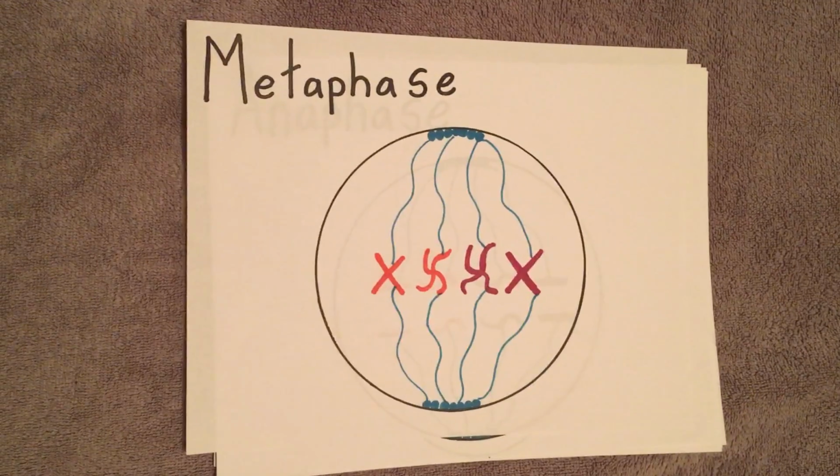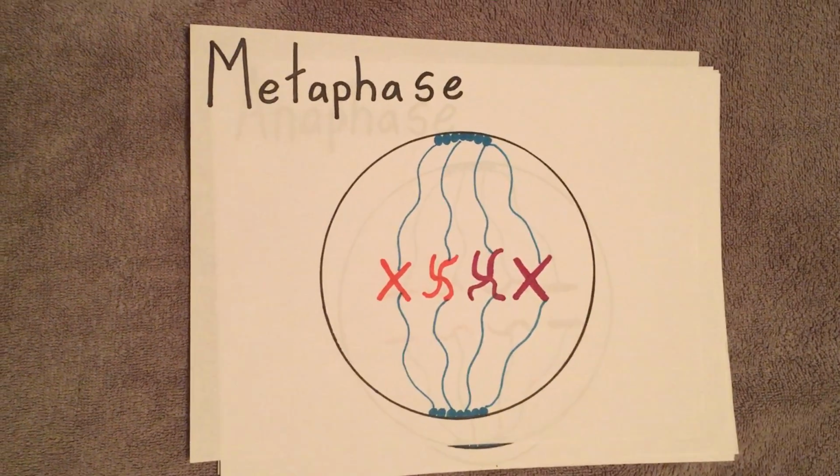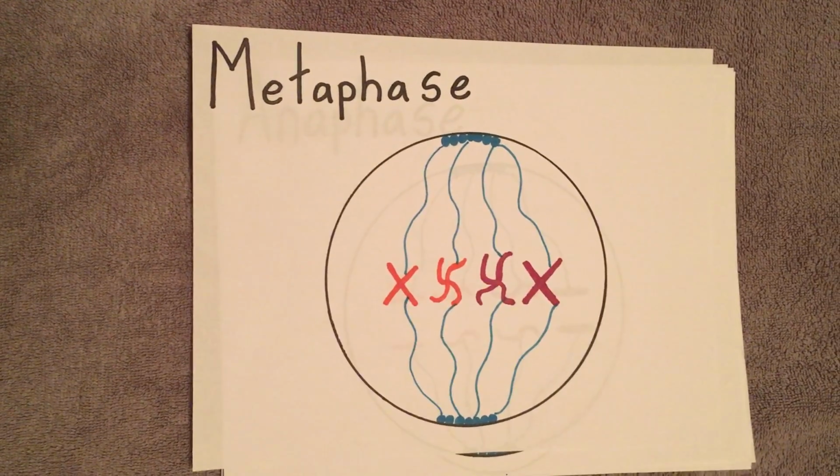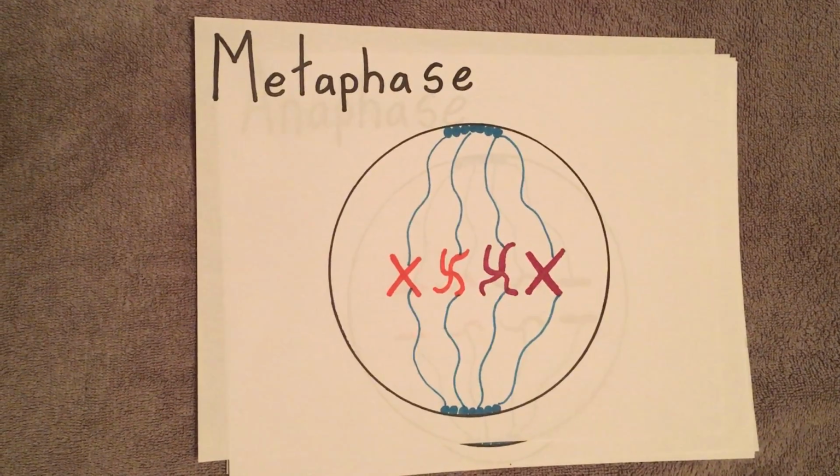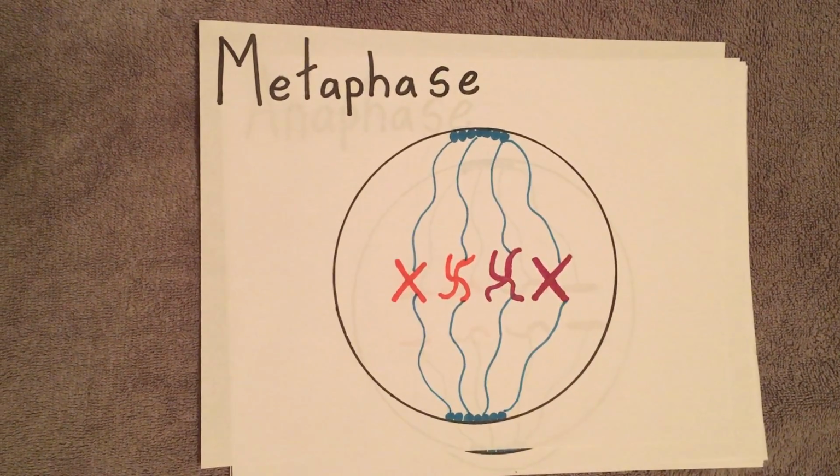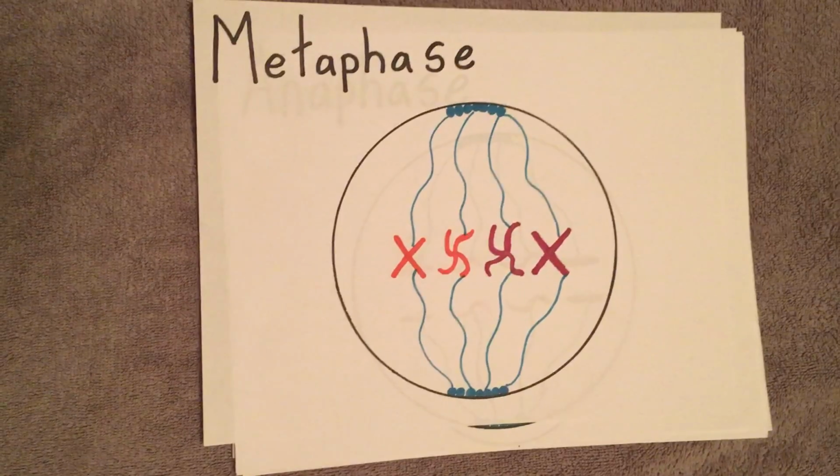Metaphase is the next step. Here, the spindle fibers will begin to pull the replicated chromosomes to the equator, and they will line up randomly along the equatorial plate.